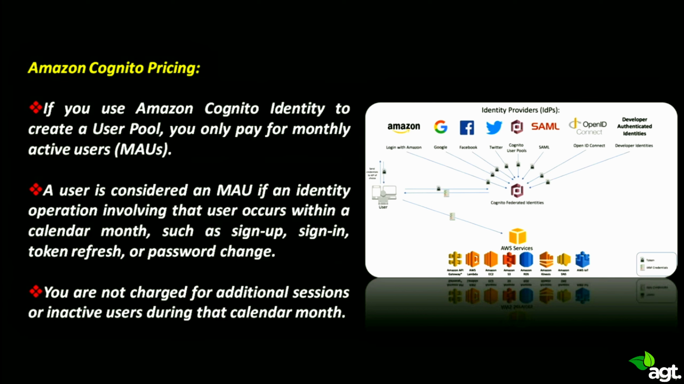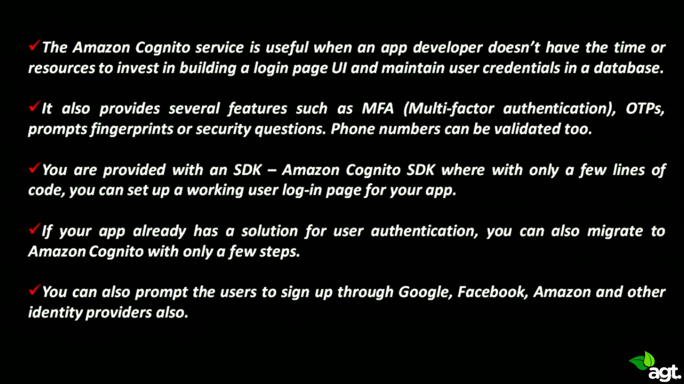If you use Amazon Cognito Identity to create a user pool, you only pay for monthly active users. A user is considered an MAU if an identity operation involving the user occurs within a calendar month, such as sign up, sign in, token transfers or password change. You are not charged for additional sessions or inactive users during that calendar month.